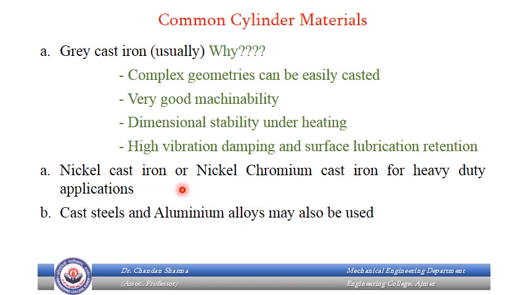Nickel cast iron or nickel chromium cast iron can also be used as a cylinder material for heavy duty applications. For small engines, cast steels and aluminum alloys can also be used. So these were few common cylinder materials that are usually used.